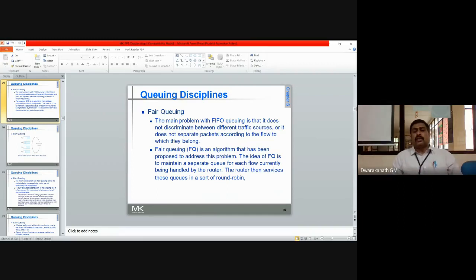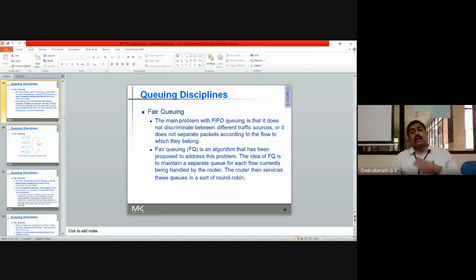Now, fair queuing, what is this? This is an algorithm that has been proposed to address this particular problem. From which source it is coming and which traffic it is coming from, what is the benefit for that particular packet, whether that packet should be taken first, all based on source and traffic. So the idea of fair queuing is to maintain a separate queue for each flow currently being handled by the router. Not based on priority, but based on flows.